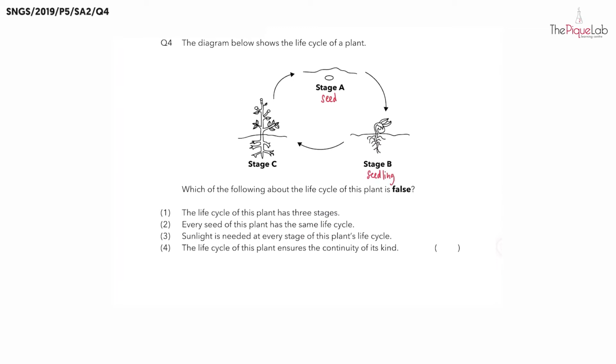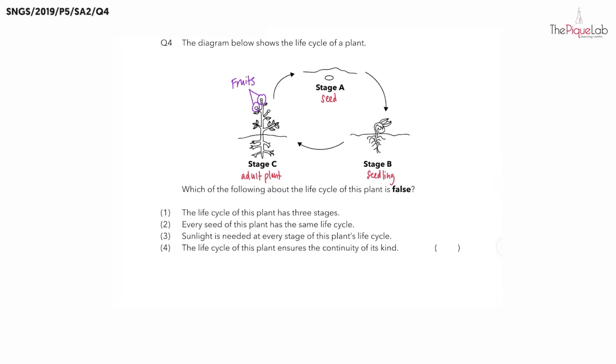And finally, what is stage C? Stage C is the adult plant. How do I know that this is an adult plant? What are those structures that I've circled? Those structures are supposed to be the fruits. Fruits develop on the adult plant.